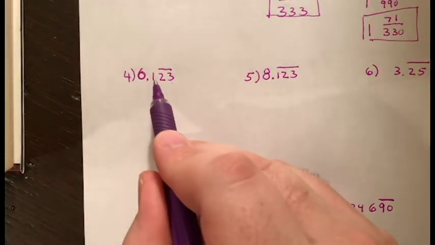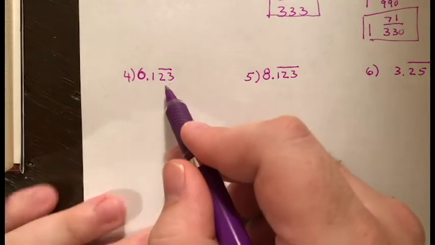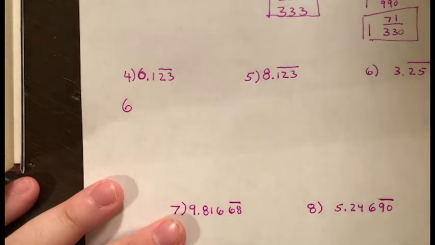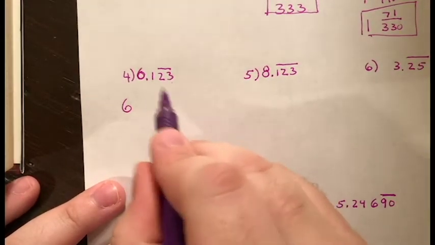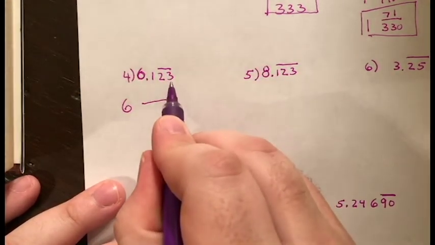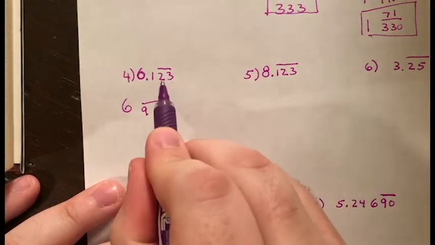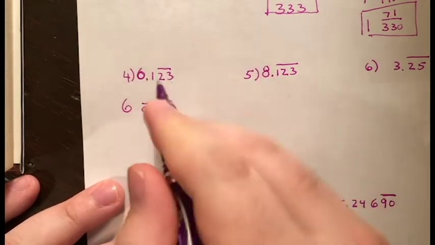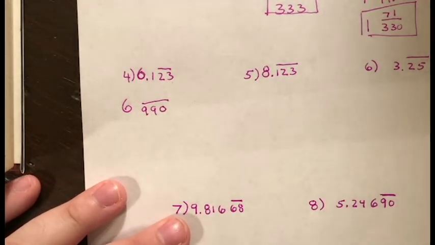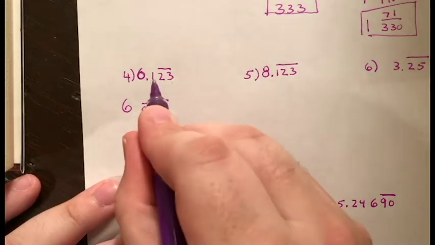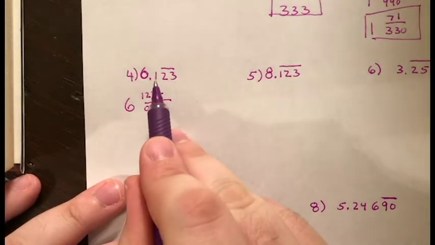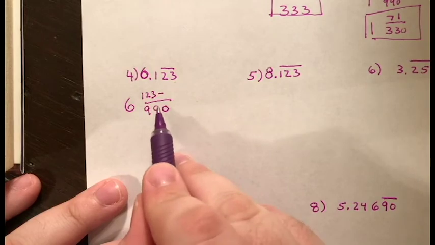So I have 6.1 and 23 bar notation all over those. So step 1, keep my integer. So I'm going to write it down. Step 2, working from right to left, anytime I see a number with a bar, I put a 9. So I do. This 3 has a bar over it, so I put a 9. This 2 has a bar over it, so I put a 9. This 1 does not, so I put a 0. Step 3, take the digits of the entire decimal, 1, 2, 3. And I'm going to subtract it by the digit that doesn't have a bar over it. So I'm going to subtract this by 1.